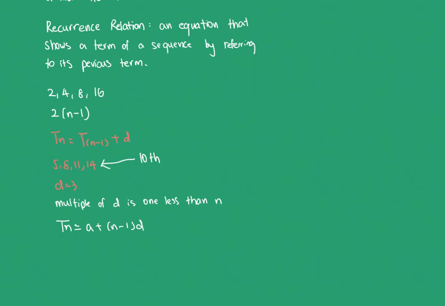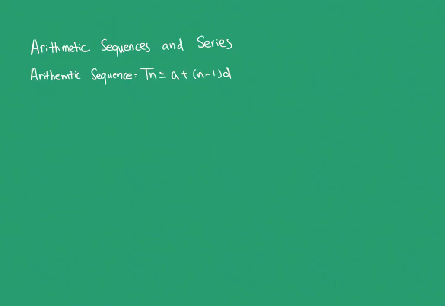Now if we use the 10th term, so T10, in this case it will be 5 plus 10 minus 1 times 3, equals 5 plus 9 times 3, equals 32. So the 10th term of the sequence is 32. Okay, now we know how to find an arithmetic sequence term, and let me show you how to find an arithmetic series.